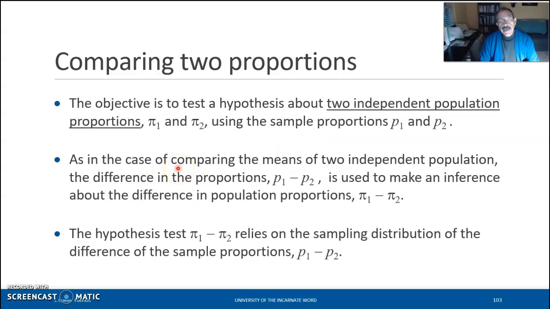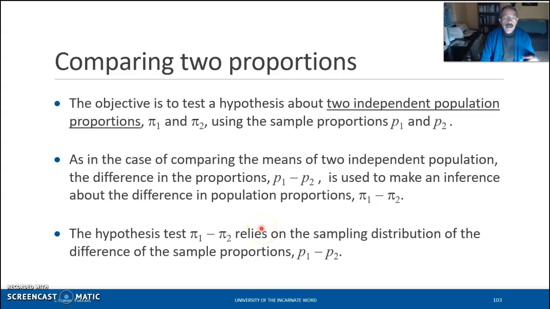All right, so when we're comparing two proportions, our objective is to test the hypothesis about two independent population proportions, pi 1 and pi 2. And we're going to use the sample proportions p sub 1 and p sub 2 to make an inference about these two population proportions. We're going to do the same thing we did for comparing the means from two independent populations. We're going to use the difference of the sample estimates to make an inference about the difference of the population parameters. In this case, we're going to use the difference of the two proportions to make an inference about the difference of the two population proportions.